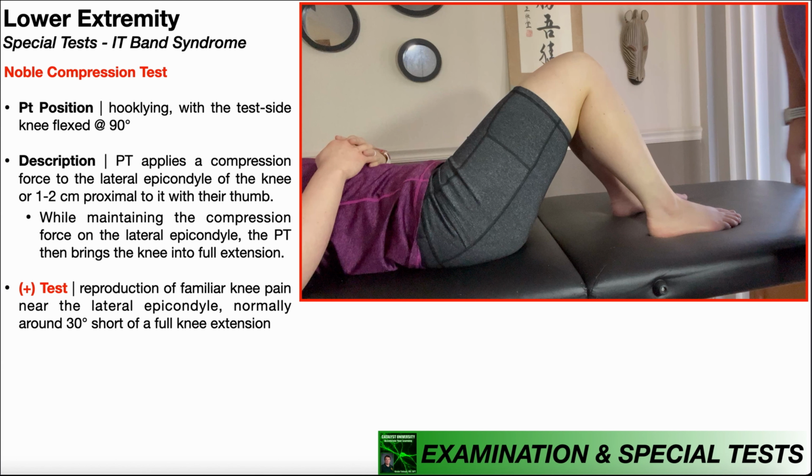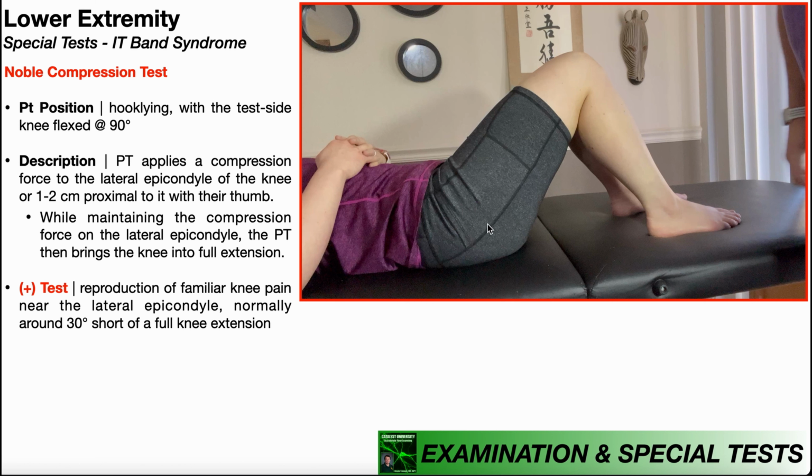So now that we're all on the same page with regards to the relevant anatomy and physiology, let's take a look at the Noble compression test, which in theory is a special test that is specific to diagnosing IT band syndrome. Now, there's a couple variations of the initial patient positioning for the Noble compression test. I'll be demonstrating this with the patient positioned in hook lying, as you see right here, and their knee is bent to 90 degrees of flexion.